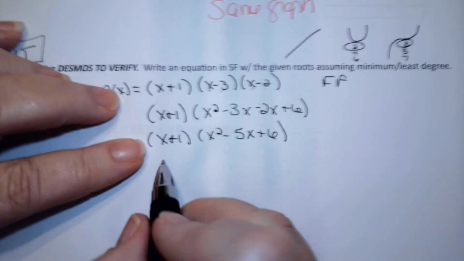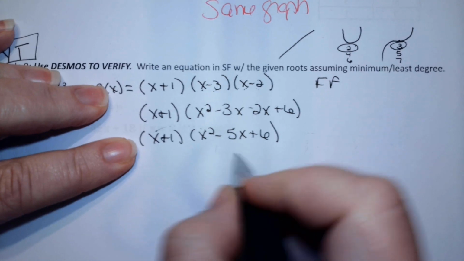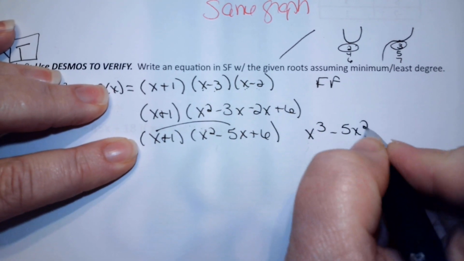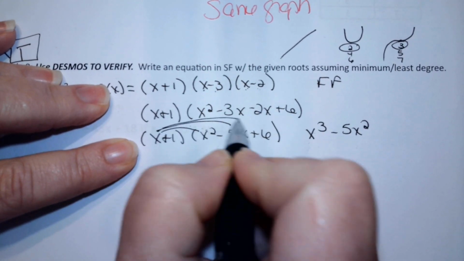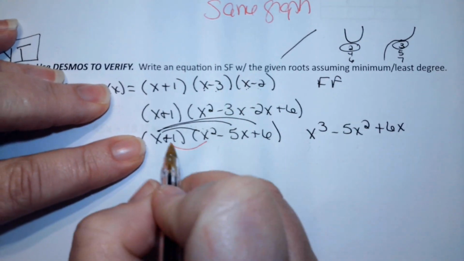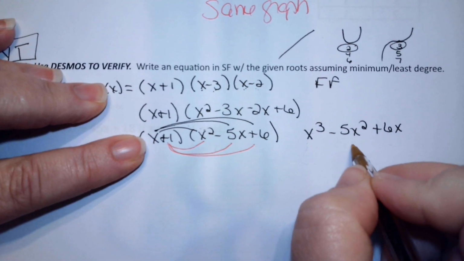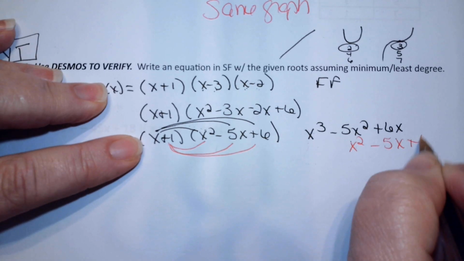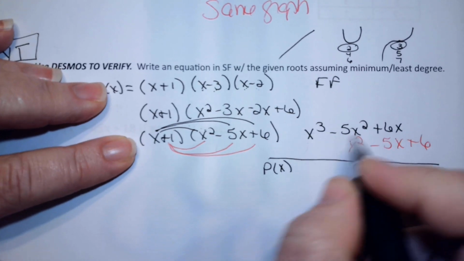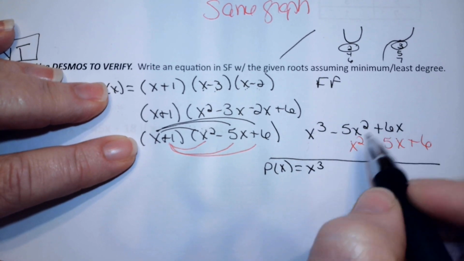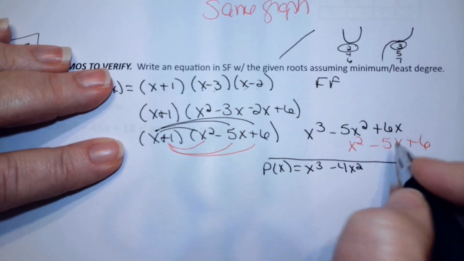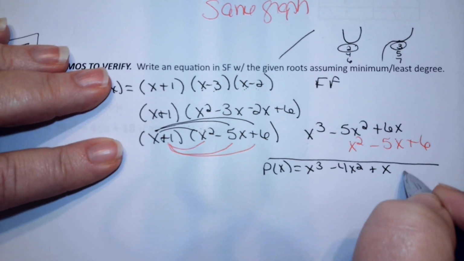So using my distributive property, x times all of this. So let's see, we get x cubed, negative 5x squared, and then plus 6x. Multiplying everything by 1, we get x squared minus 5x plus 6. Combining our like terms, we get p of x equals x cubed, negative 5 plus x would be negative 4x squared. 6 minus 5 would be 1x, and then bring down the constant of 6.